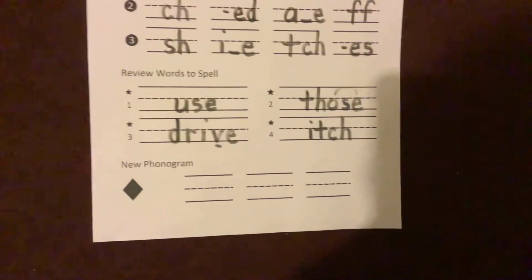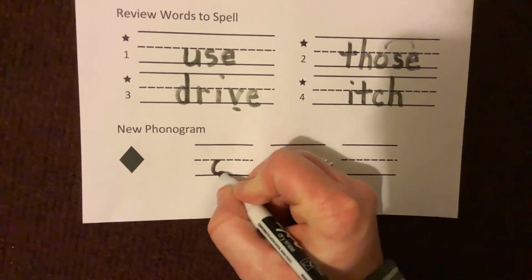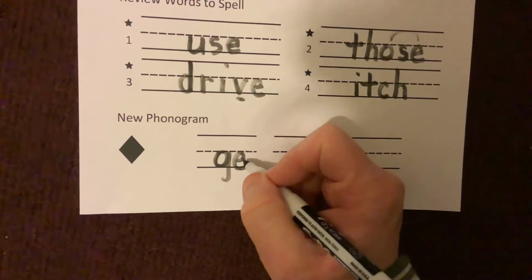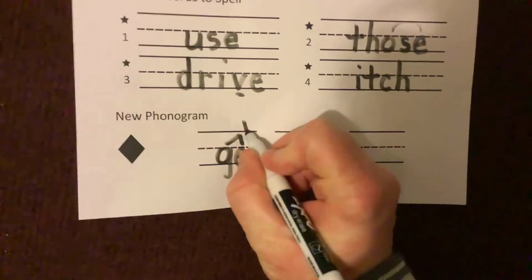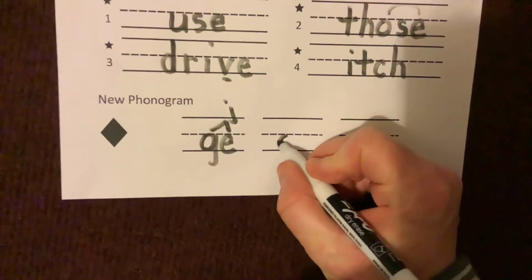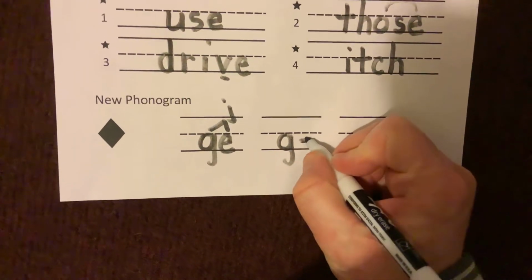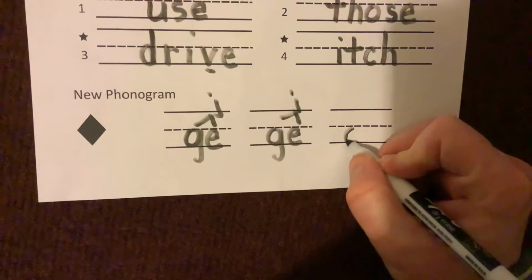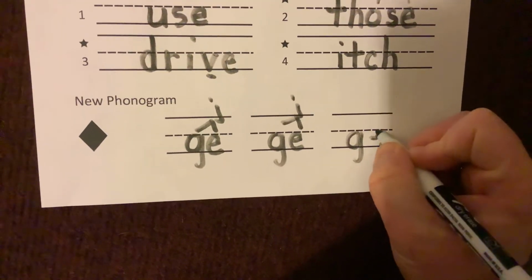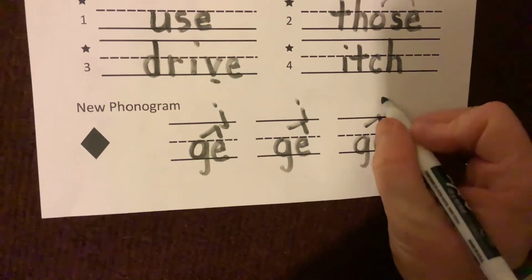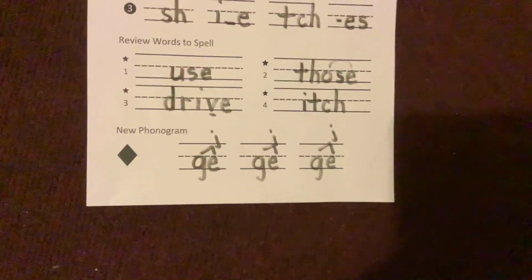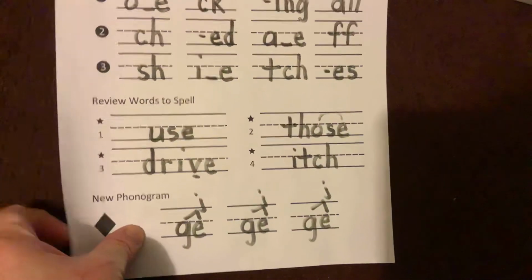Now, at our diamond, we're doing our new sound. Our G E says J. And let's make that J bridge. It's acting like that J sound. G E works together to say J. G E says J. It's called a soft G. We're going to practice that sound J on the back. Let's flip our paper over.